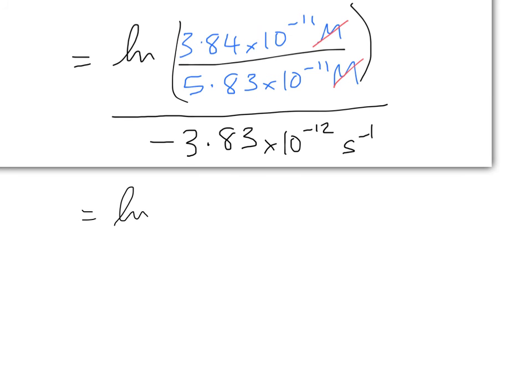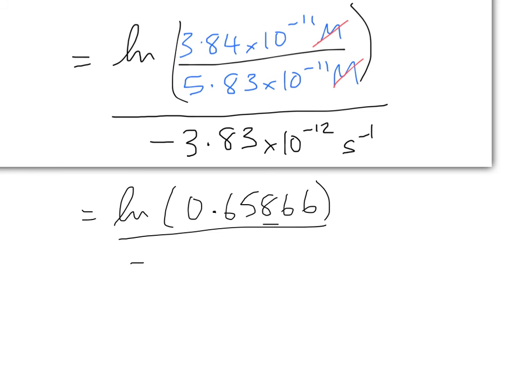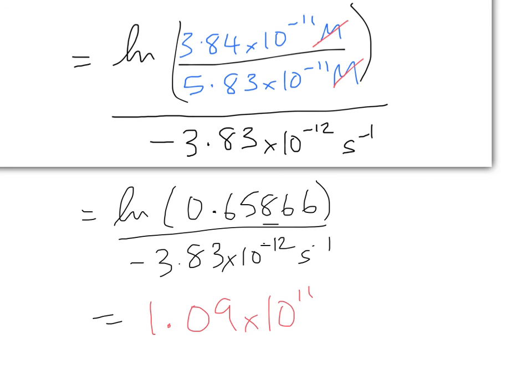We can break it down, so it's the log of 0.65866 with some guard digits over minus 3.83 times 10 to the minus 12 per second. And you might want to convince yourself on a calculator that this works. And you get, as the final answer, 1.09 times 10 to the 11. So it turns out the log of anything smaller than 1 is negative, so the top and bottom are both negative, giving us a positive value. That's good, because we probably want a positive time.